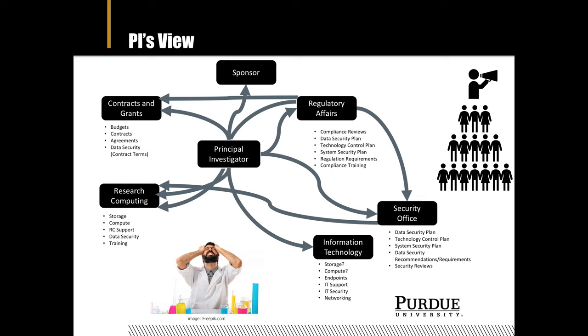Depending on what exactly is happening, the regulatory affairs offices may be working directly with those of us in research computing. Certainly they're working with the security office, and then we're talking to the security office. And then their departmental IT has to be in on this, but this is, as you can see from the frustrated scientist there, a lot to have to sort out and manage yourself.